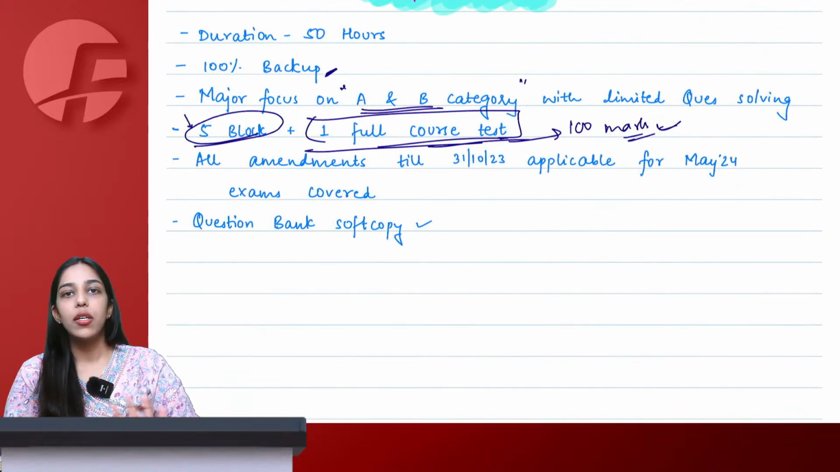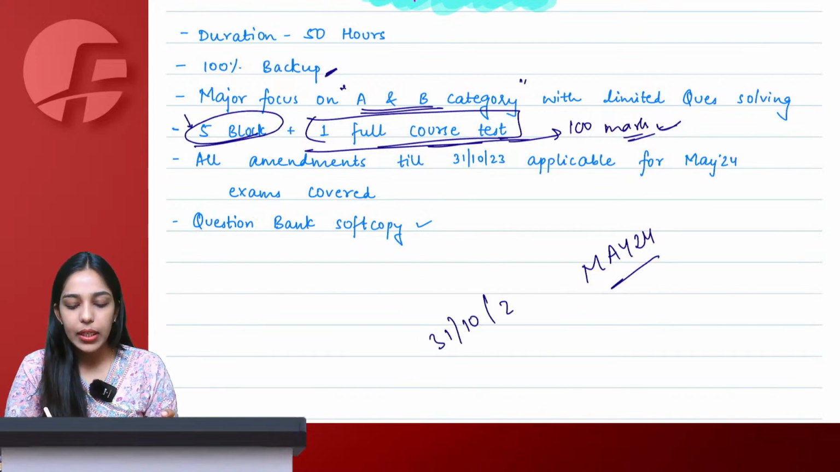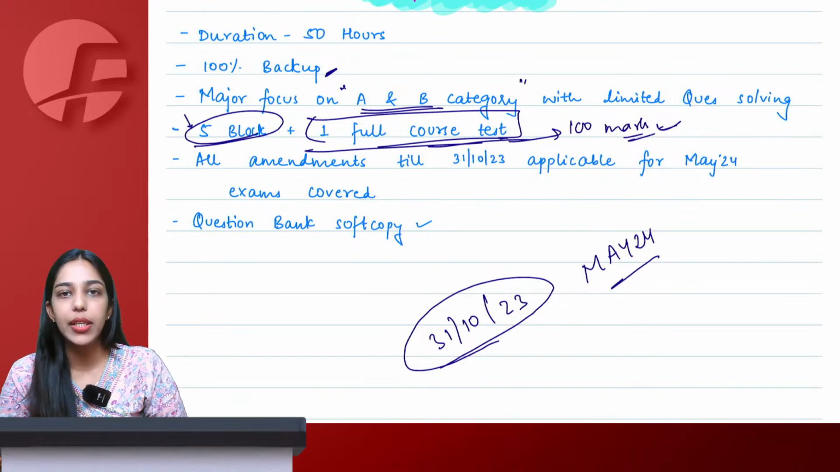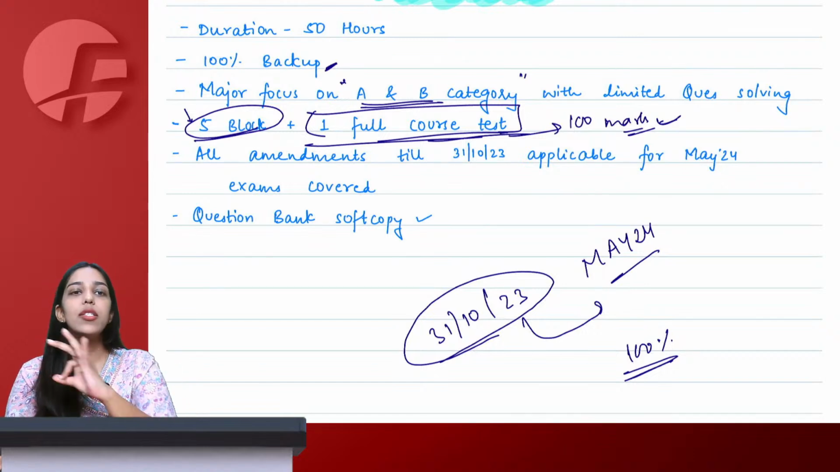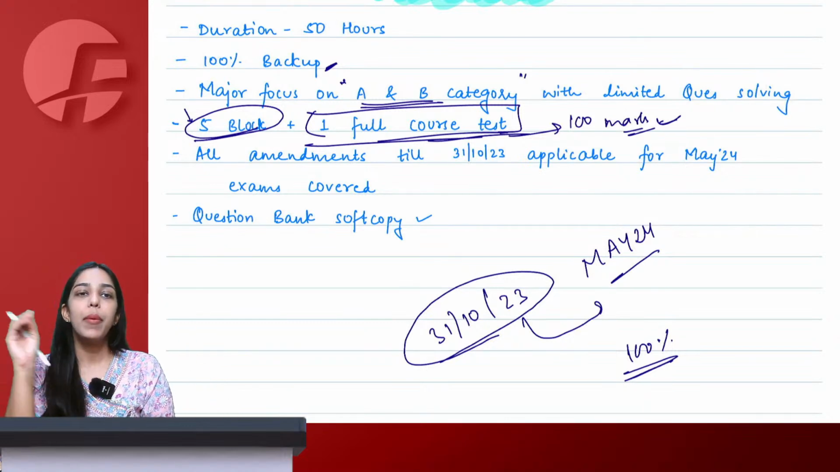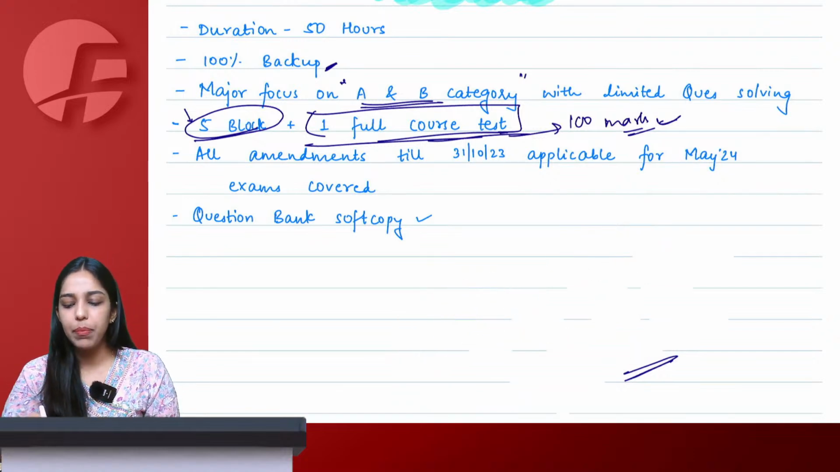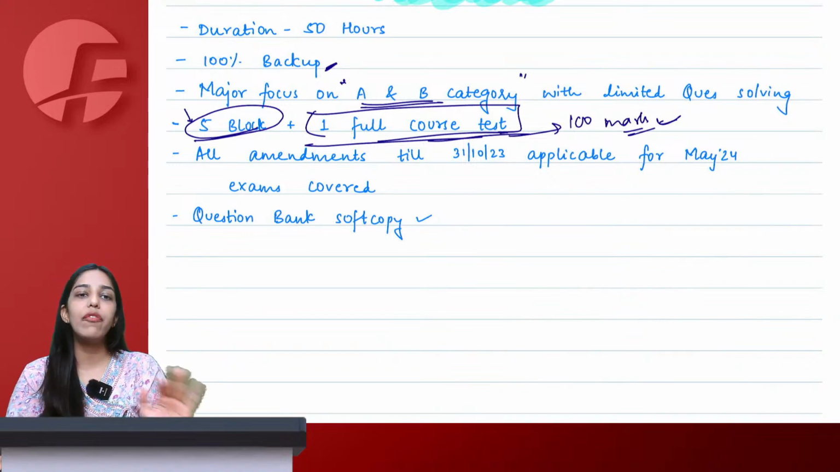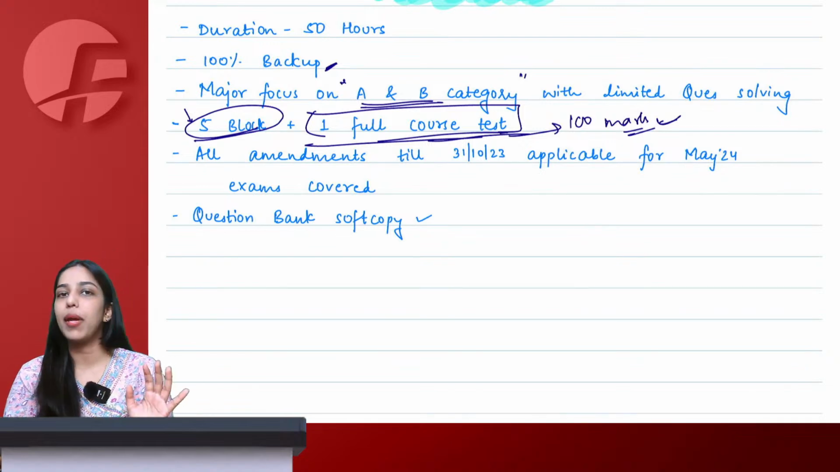Ma'am, what about amendments? Do not worry. If your exam is in May 24, all the amendments that came up till 31st October 2023 are going to be applicable for your examination. This batch is going to be 100% amended. If you are attending the power batch, then after this batch there is no amendment left that you will have to cover. Everything applicable for your examination, particularly all the amendments, I am going to cover in the batch itself. So no separate sheet, no separate video, nothing has to be referred to by you. Everything is going to be covered here in class along with me. So no issue about the amendments.